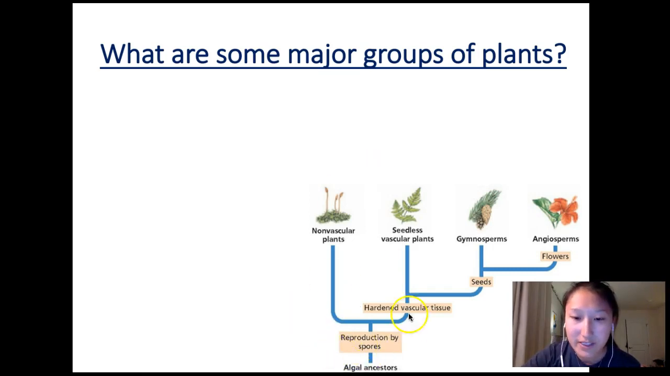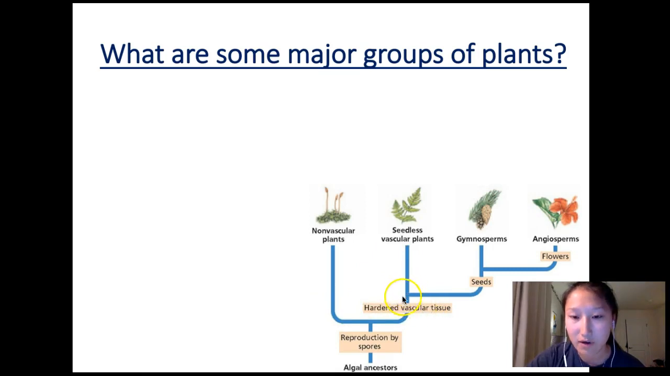So for example, reproduction by spores evolved before this common ancestor right here. So technically all 4 of these plants should be able to reproduce by spores. However, seeds also showed up right here before gymnosperm and angiosperm. So the result is gymnosperms and angiosperms reproduce by seeds rather than by spores. And non-vascular plants and seedless vascular plants have the same mechanism as the ancestor, and they reproduce by spores. And then what you see right here is hardened vascular tissue.